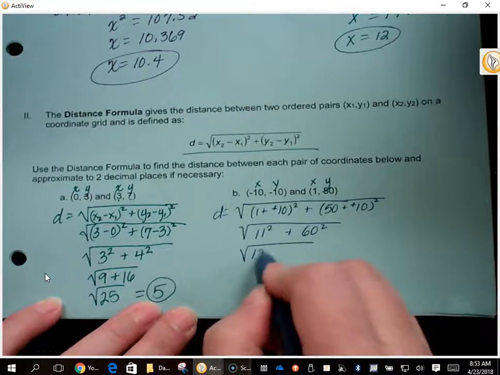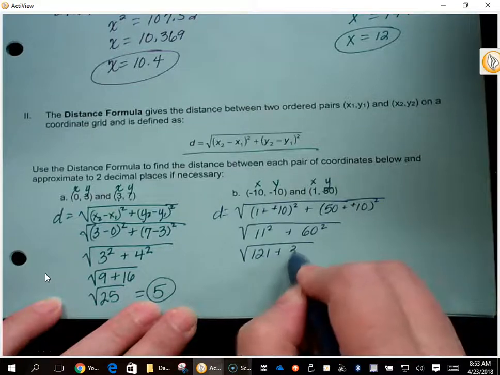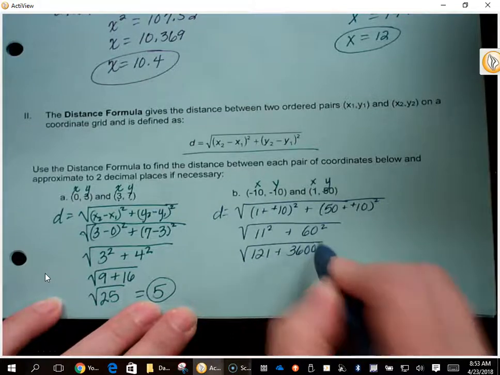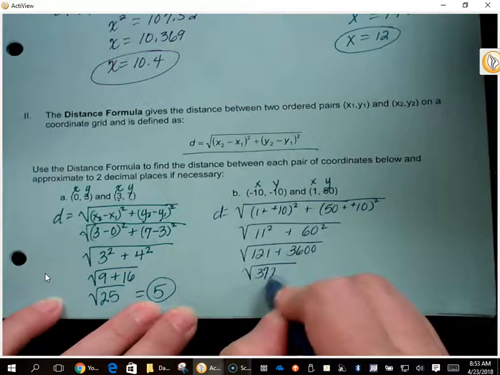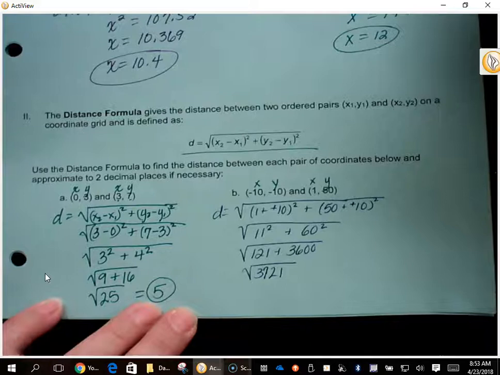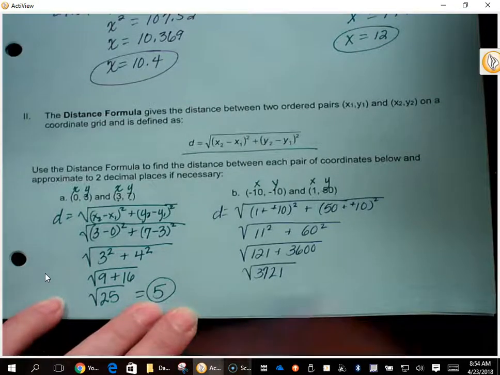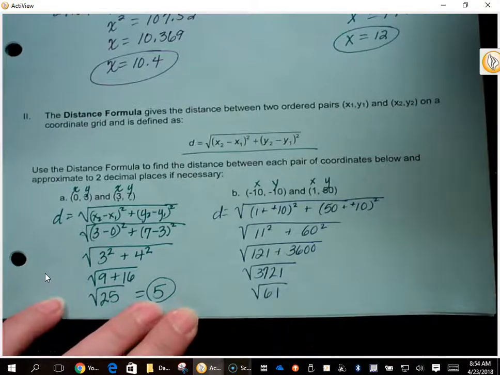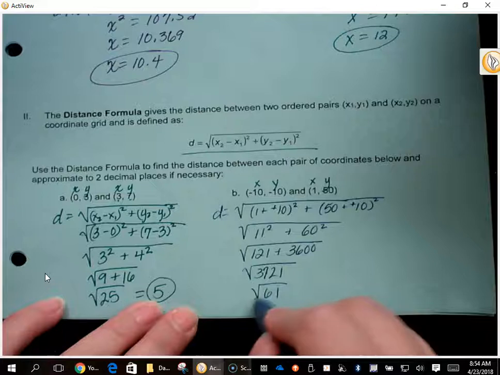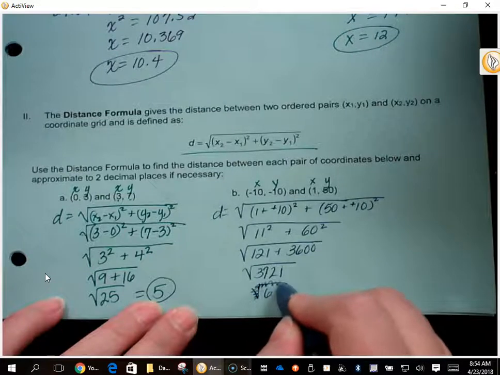which is 121 plus 3,600, which is 3,721. And then we're going to take the square root of that, and we get 61. Well, isn't that crazy? Not the square root of 61, just 61.